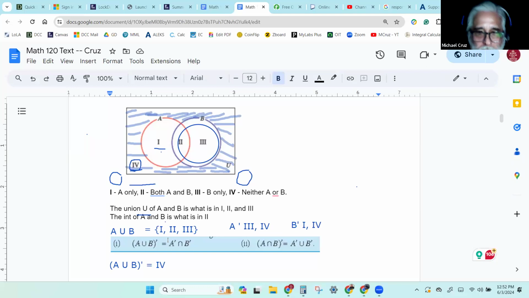So now on that right-hand side, there's the intersection. So we're going to take the intersection between A complement and B complement, and what's in common is the 4. And you notice what? That's what we got shaded on the left-hand side. So that's how the set operations work.